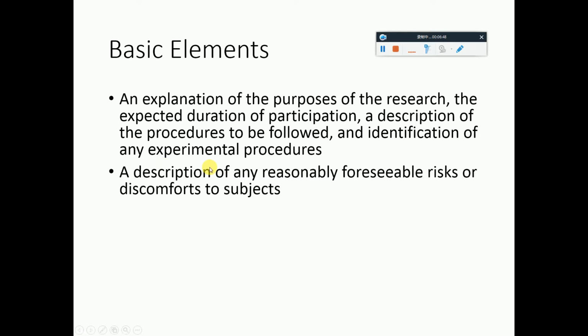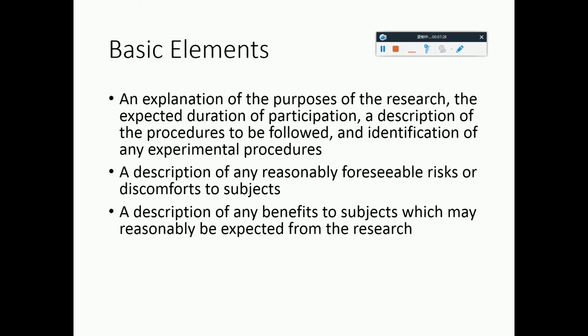Another basic element in informed consent is a description of any reasonably foreseeable risks or discomforts that subjects might experience. As we discussed before, all these risks and discomforts include physical and psychological types. So you must be very considerate and think very thoroughly about what possible negative effects there might be on a subject's physical state and their psychological state.